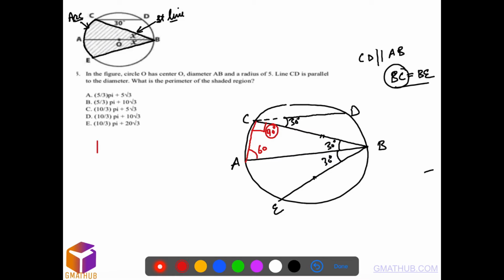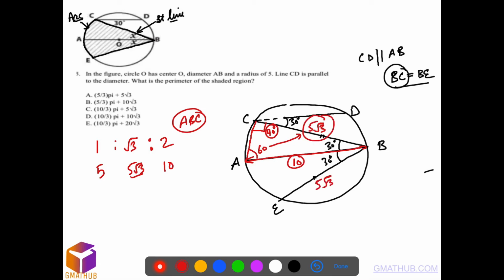So 1 is to root 3 is to 2 will be the ratio of the sides for this triangle ABC. AB, which is the hypotenuse, is given as the diameter, which is 10. This becomes 10, this becomes 5, this becomes 5 root 3. Opposite 60 is 5 root 3, this will also be 5 root 3. So BC plus BE is equal to 10 root 3. So the sum of two straight lines is 10 root 3.